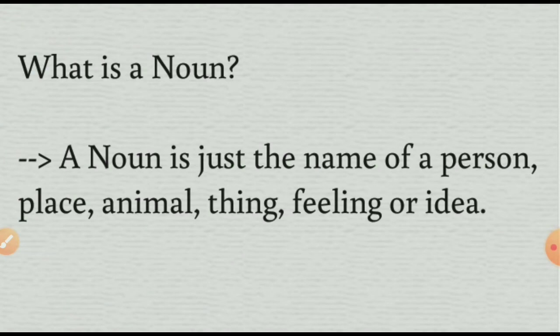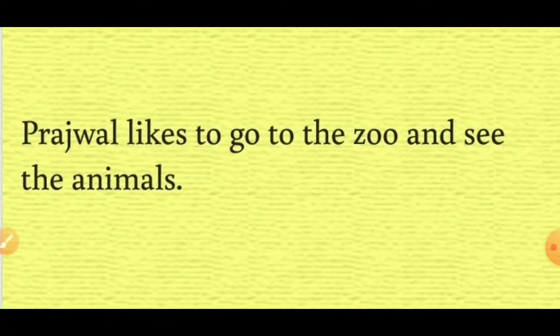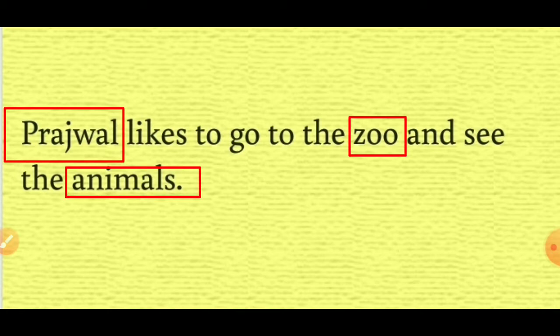I'm sure you know the answer to this. A noun is just a name of a person, place, animal, thing, feeling, or idea. For example, in this sentence, which is given here, Prajwal likes to go to the zoo and see the animals. Here, there are three nouns. Can you identify all of them? Yes. Here, the name Prajwal, which is the name of a person, and zoo, which is a name of a place, and animals, right? The animals is also a noun.